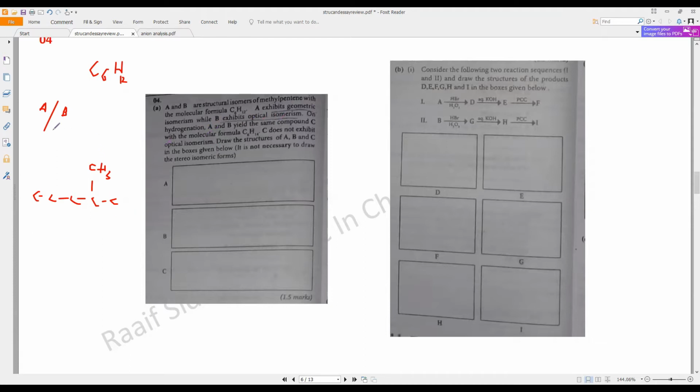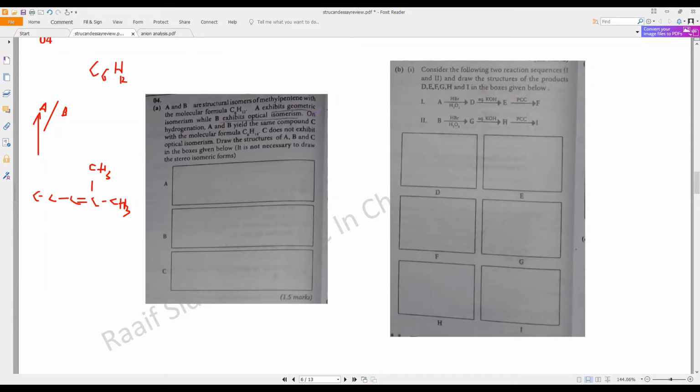Because A shows geometry, think about a structure of the methylpentene. There should be a pentane linear chain, and there should be a double bond somewhere. For an example, if I put the double bond here, I can arrange this one as CH3. Now this carbon has the same CH3 group, so it cannot be an arrangement which shows geometric isomerism. So I have to shift this double bond based on the structure. B exhibits optical isomerism.